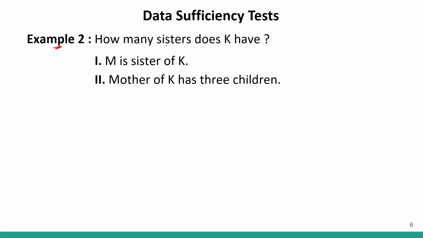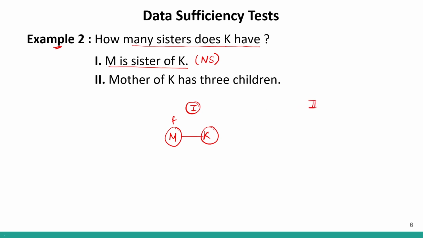Example number 2, we have to find out how many sisters does K have. How many sisters does K have? Based on statement 1. Statement 1 says that M is the sister of K. So, M is there and we have M is the sister of K. K's gender is not known, correct? This we discussed in blood relations. So, K's gender is not known. M is the sister of K. So, can we tell how many sisters of K there are? We can tell that there is one sister which is M, but in totality how many sisters there are we cannot tell, correct? That much information is not given to us. So basically I can say that statement 1 is not sufficient, correct? Statement 1 is not sufficient.